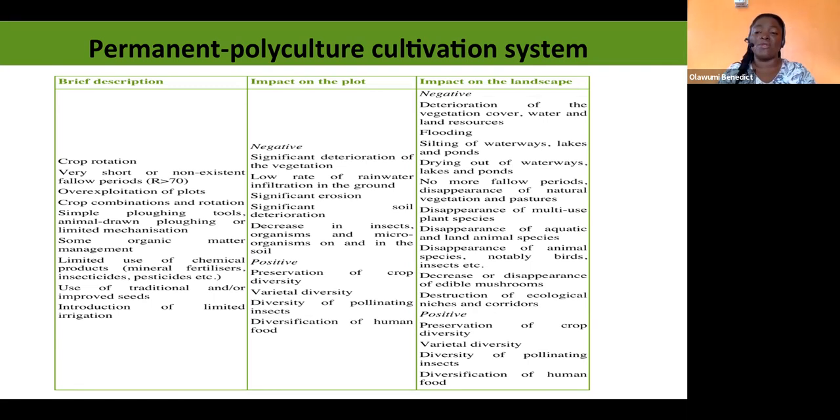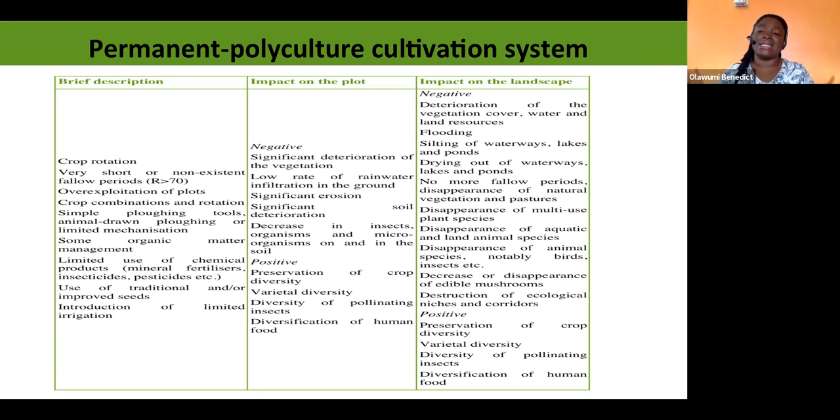Then diversification of human food, because you have different things planted, because it's polyculture, you are able to feed yourself or your family or people you sell to diverse crops, and not just one type of crop.